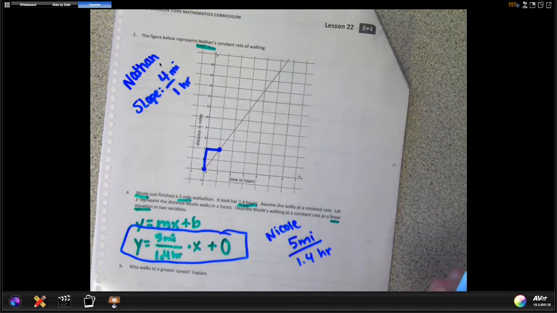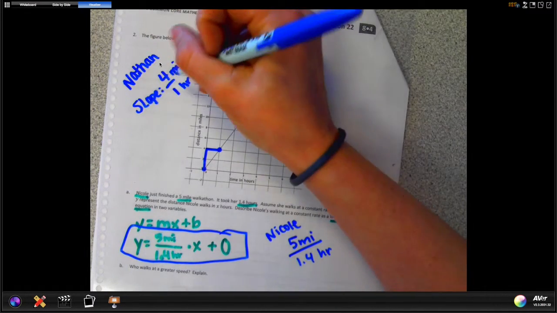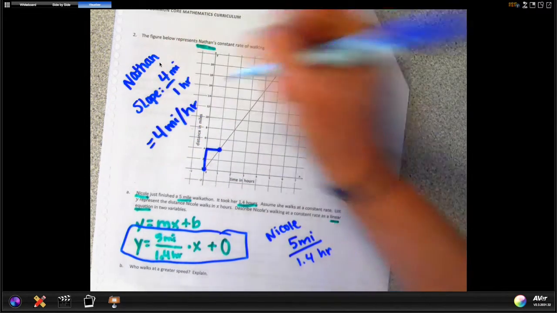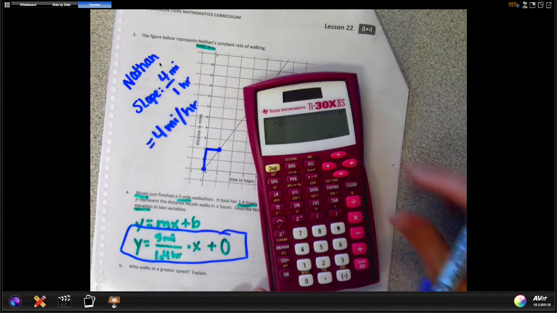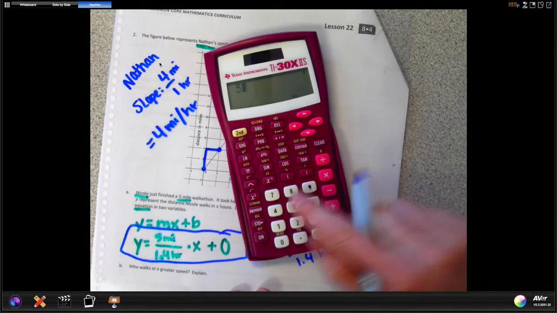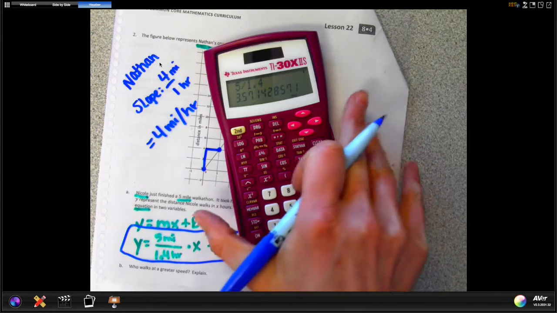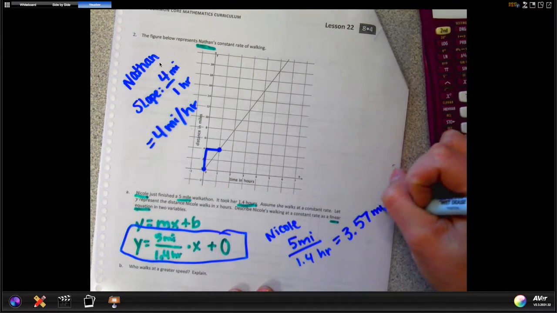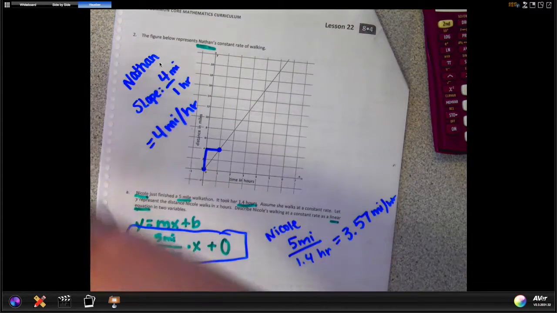If that's the case, what you're going to have to do is use your calculator and divide. Well, the first one's pretty easy. 4 divided by 1 is 4 miles per hour. So Nathan's at 4 miles per hour. Nicole's not as obvious though, so if you get your calculator out and divide 5 by 1.4, it tells us that Nicole walks at about 3.57 miles per hour. Now we can make that decision. Who walks faster? Is it Nathan at 4 miles per hour or Nicole at 3.57? And that would be Nathan.